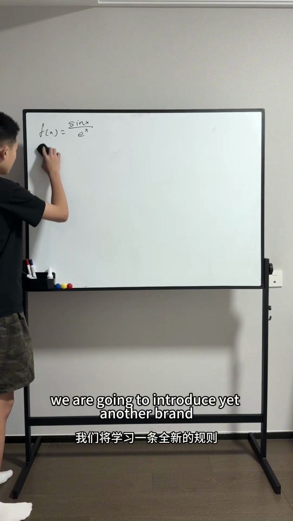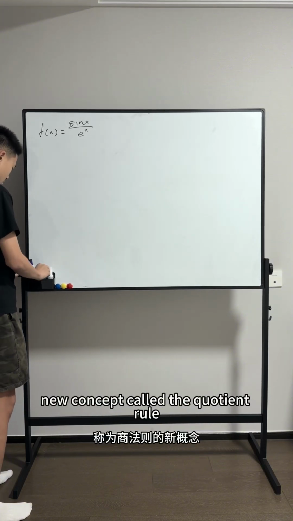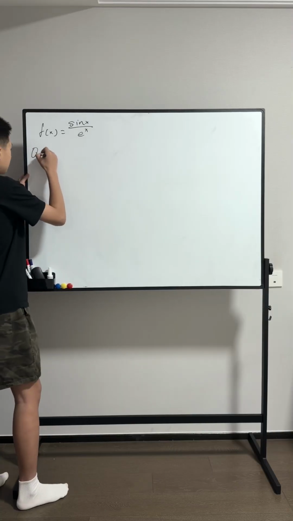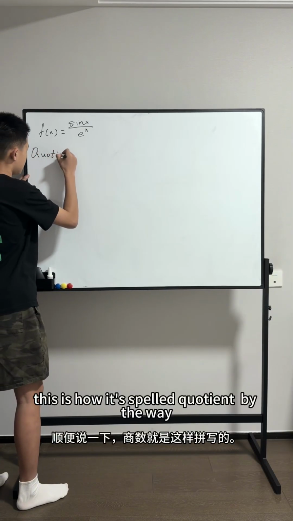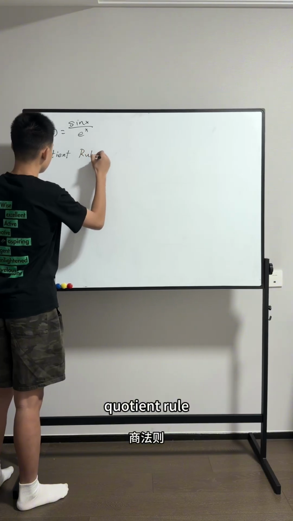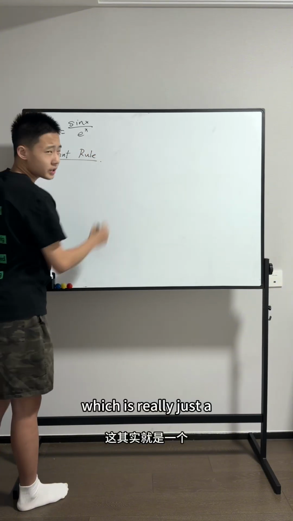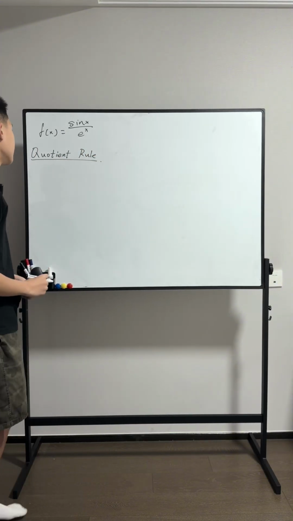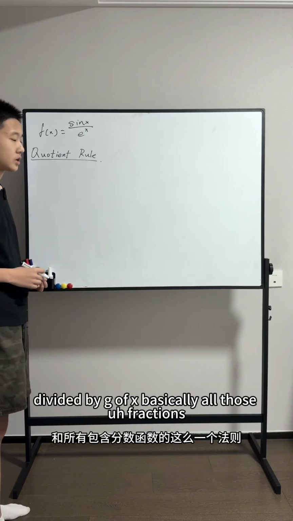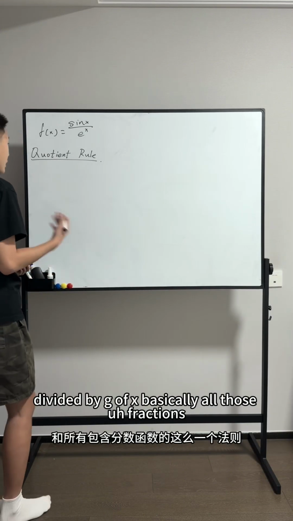Therefore, today we are going to introduce yet another brand new concept called the quotient rule. This is how to spell quotient, by the way, called the quotient rule, which is really just a differentiating rule that deals with all those f of x divided by g of x, basically all those fractions.